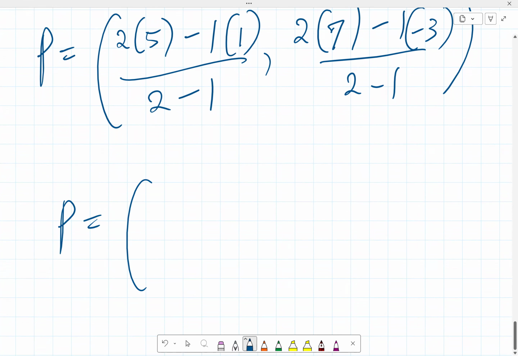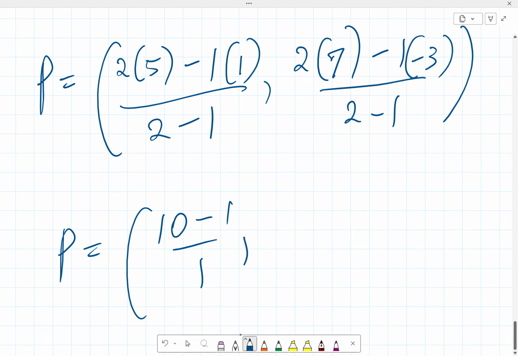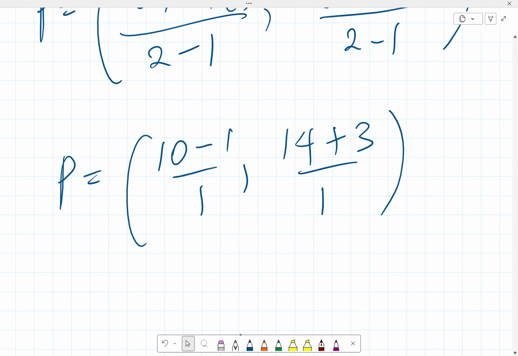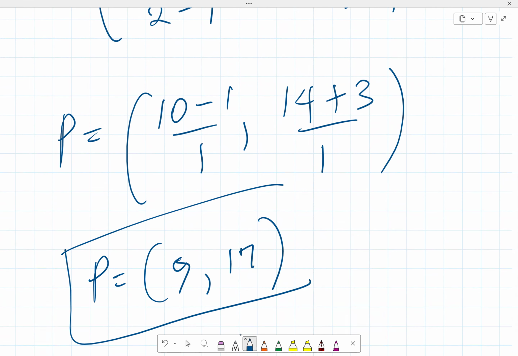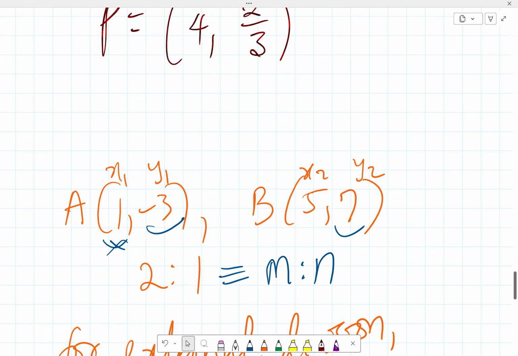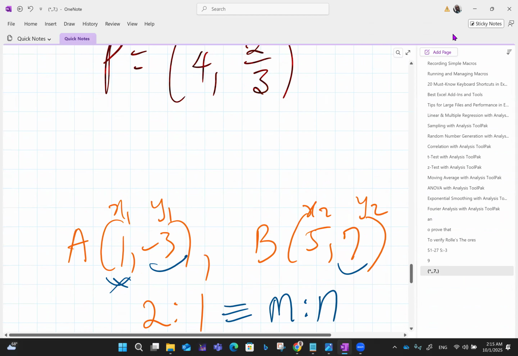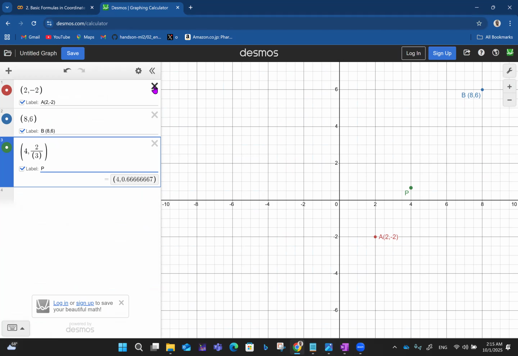So we tidy that up. So we have P is 2, comma 5, that's 10, minus 1, all over 1, comma 2 times 7, that's 14, minus and minus, that's plus 1 times 3, 3, all over 1 again. So lastly, we have P to be 10 minus 1, that's 9 over 1, that's 9. 14 plus 3 is 17, that's 17 over 1. So it means that 9, comma 17 is what divides the points 1 minus 3, 5, comma 7, in the ratio 2, comma 1. Okay. Instead of plotting the points manually, let's go to Desmos and see what that looks like. Okay. So I take away all this now.